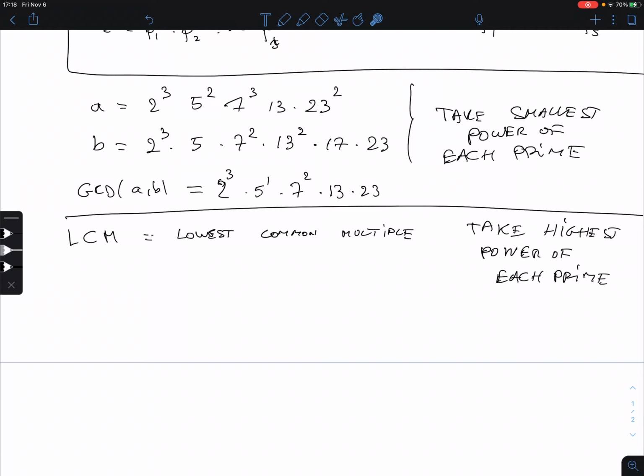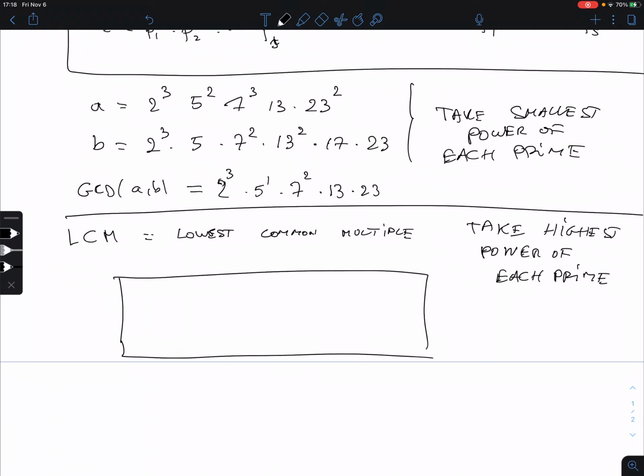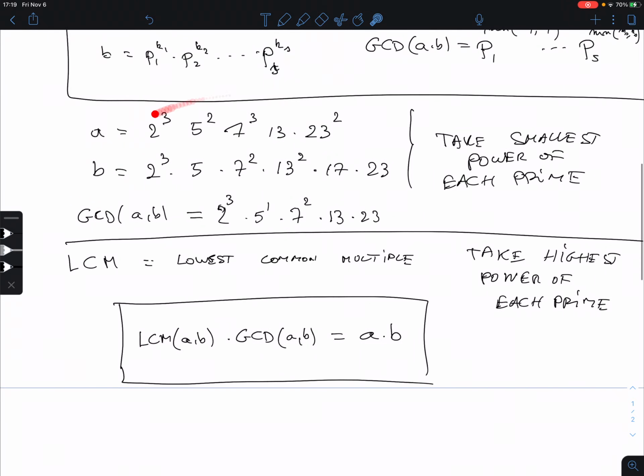So the identity that we have, and that is going to be important for the next method, is that the least common multiple of A and B times the greatest common divisor of A and B, if you multiply these two, that's the same as just multiplying your two numbers. Okay, so I didn't do it here yet. What is the LCM of A and B, of the example that I have here?